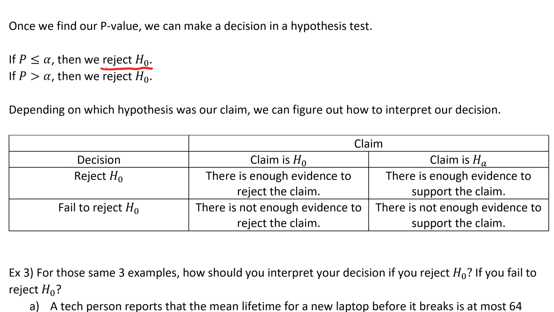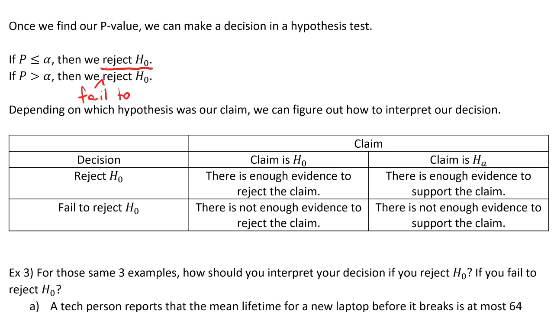That should not say reject. We fail to. And by the time you're seeing these notes, that'll already be fixed. But we fail to reject the null hypothesis if p is greater than alpha. All right. Now, notice I said that we're either rejecting or failing to reject the null hypothesis. But remember, the null hypothesis is not always our claim. All right, our claim can be different than the null hypothesis.